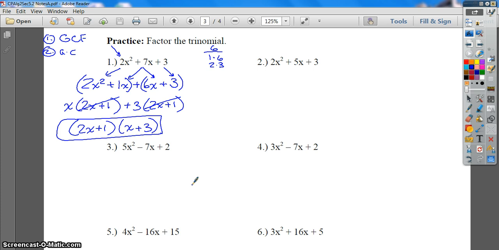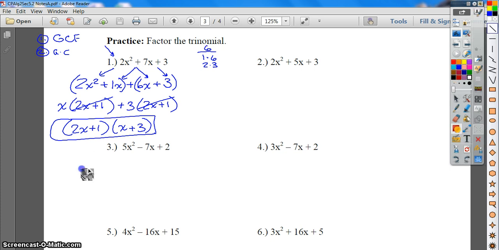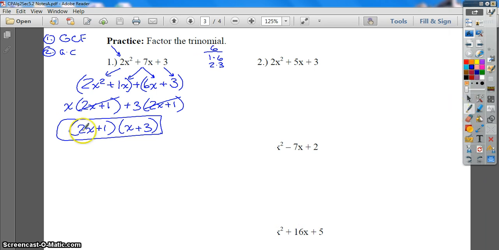Now, for all the non-believers out there, I'll check this quickly by FOILing it. Let me show you. If I factor this, 2x times x, if I FOIL it, 2x squared plus 6x plus 1x plus 3. 2x squared plus 7x plus 3. Yeah, that's what we started with. So the Texas method worked. Let's go ahead and take a look at number 2.